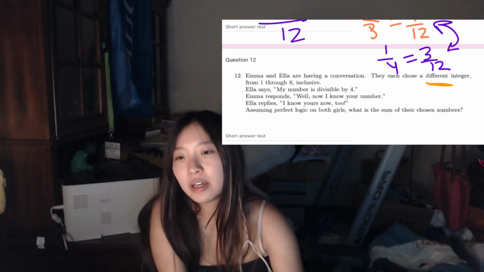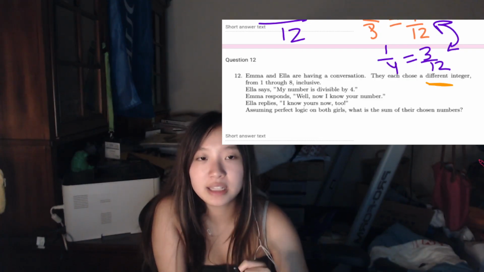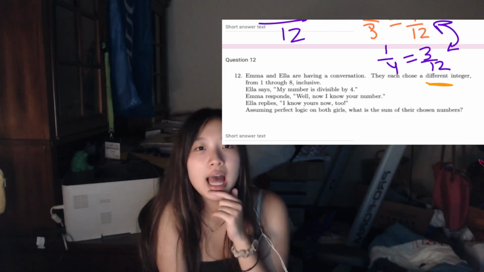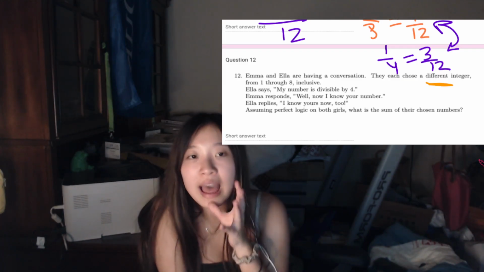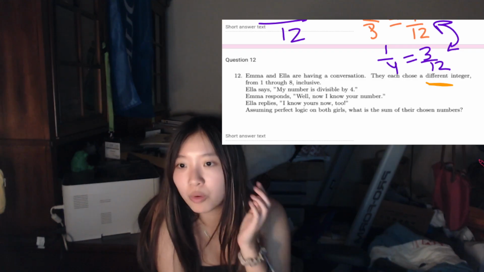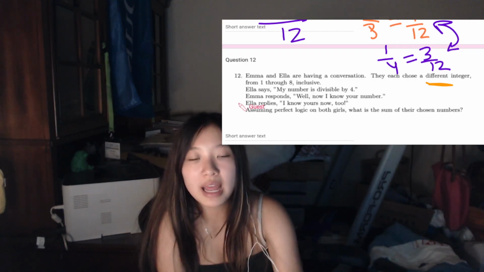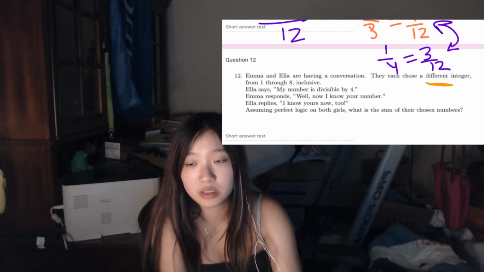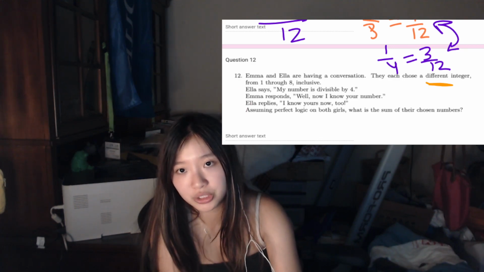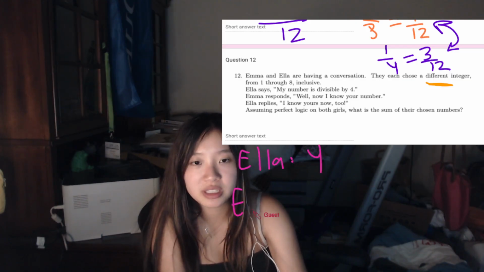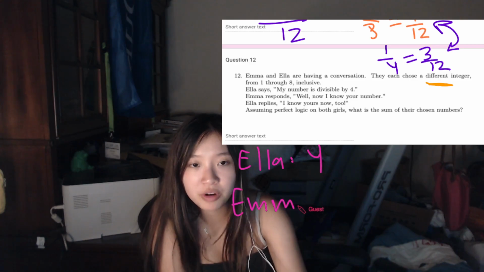So the trick here is that if Ella's number is divisible by 4, the only way that Emma would know her number is if Emma's number was also divisible by 4, because we know that their numbers must be different. So it actually doesn't matter which integer divisible by 4 Emma or Ella chooses, but let's just assume Ella chooses 4. If Ella chooses 4 and Emma chooses 8, this is perfect.